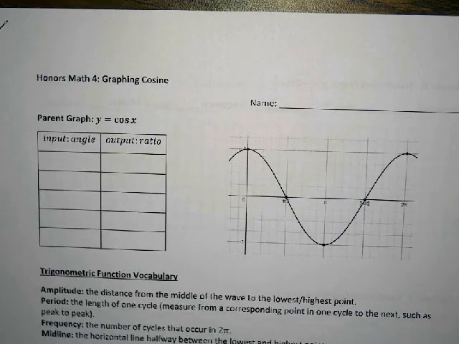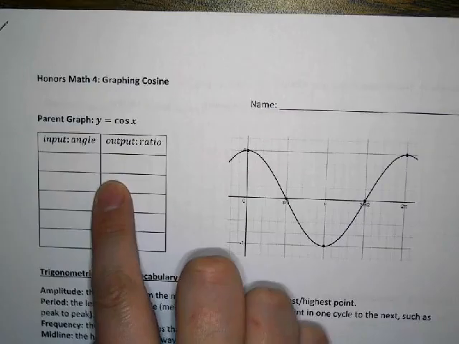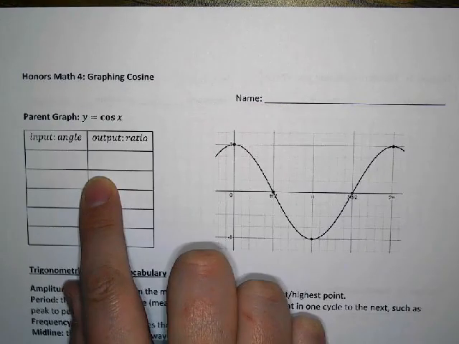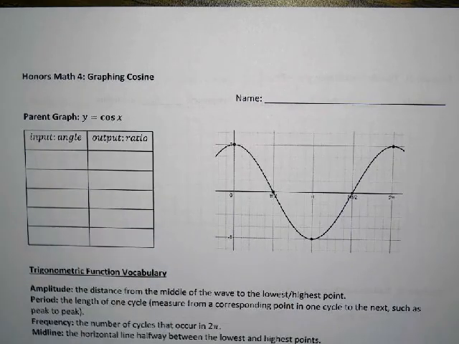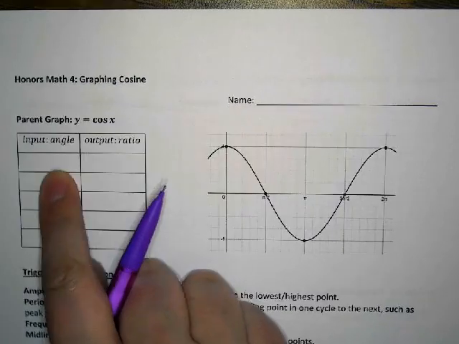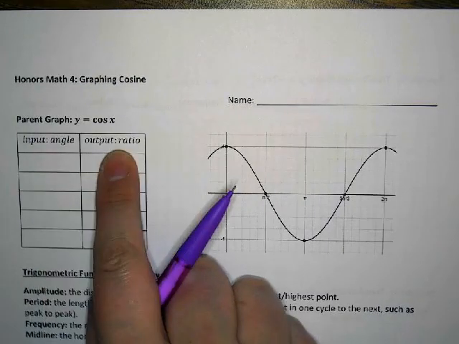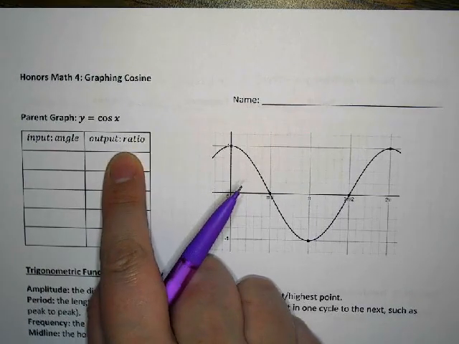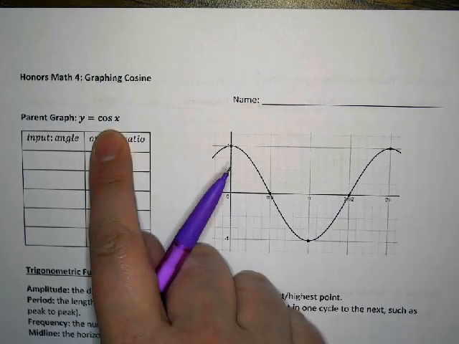All right, you guys know the drill. We're going to be taking our unit circles so we can see where the points came from in this cos graph. So the input is the angle that I'm going to be using. The output is going to be the ratio, which is like the coordinate on the graph. Since this is a cos graph, I'm going to be looking at my x coordinates.